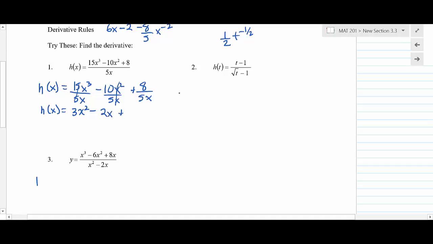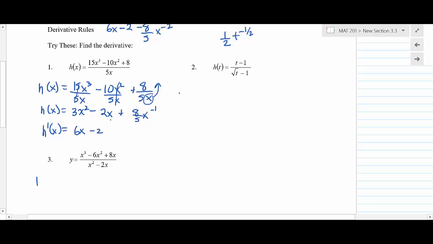Now the thing on this one is, I don't know if everybody got this, but you need to. The only way to differentiate that is to move that to the top and make that 8/5 x to the negative 1. You have to. That's the only way you can do that. I think some of you may have overlooked that one, so you've got to make sure that you got that. Now the derivative is pretty easy to get. So now you're going to have 6x minus 2.